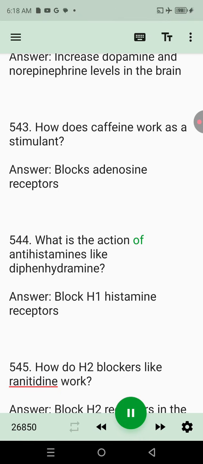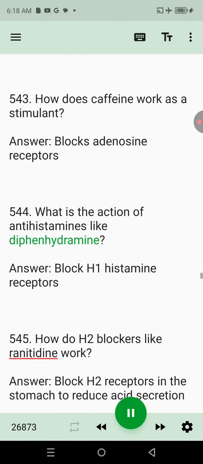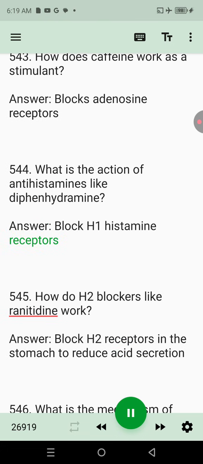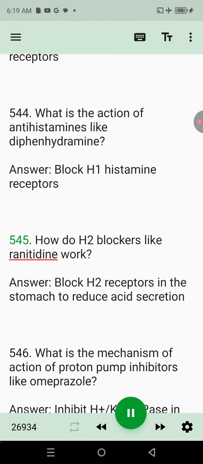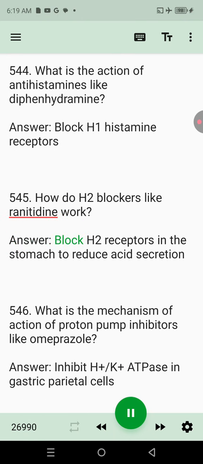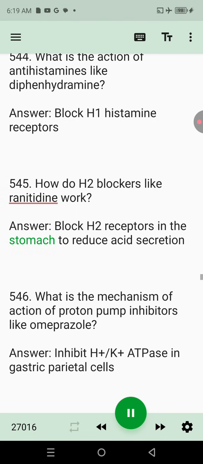544. What is the action of antihistamines like diphenhydramine? Answer. Block H1 histamine receptors. 545. How do H2 blockers like ranitidine work? Answer. Block H2 receptors in the stomach to reduce acid secretion.